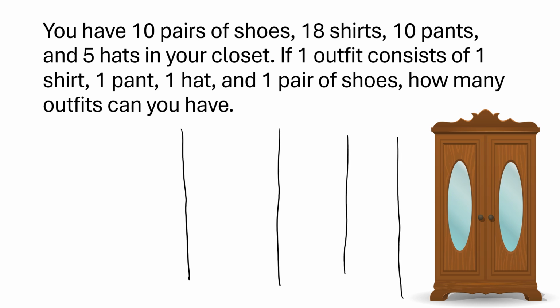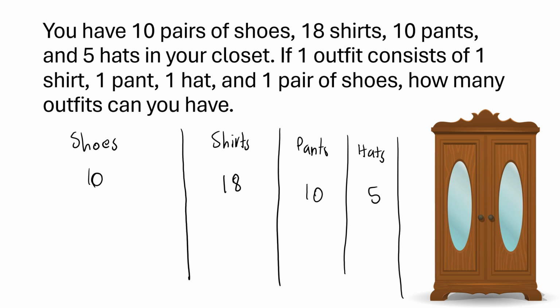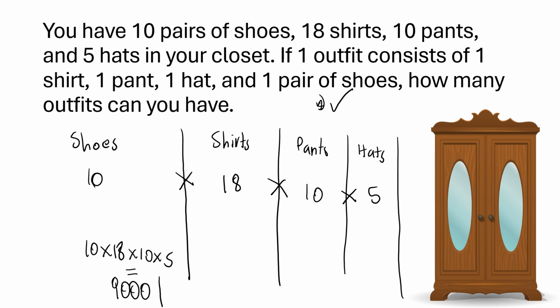So the 4 things here are the shoes, the shirts, the pants, and the hats. You've got 10 pairs of shoes, you've got 18 shirts, you've got 10 pants, and you've got 5 hats. So we've done step 1. Now step 2 is just multiplying this all together. And you get 10 times 18 times 10 times 5. And the result is 9,000. And now we've done step 2.